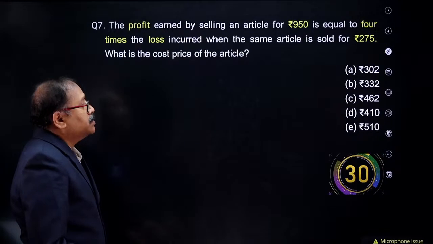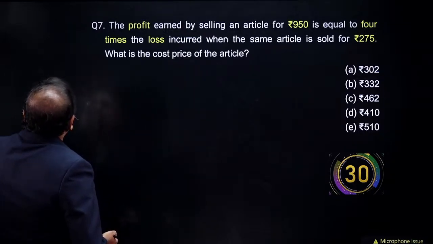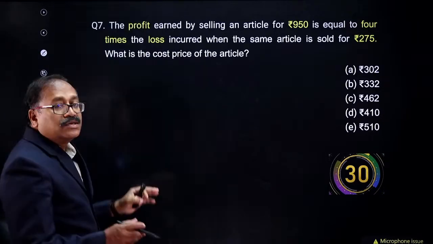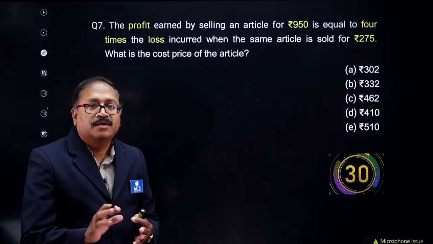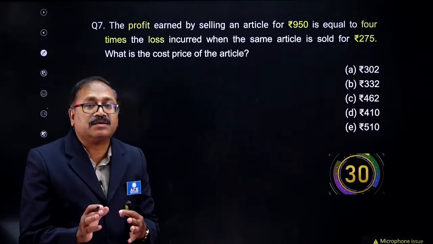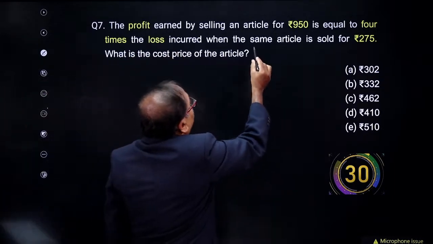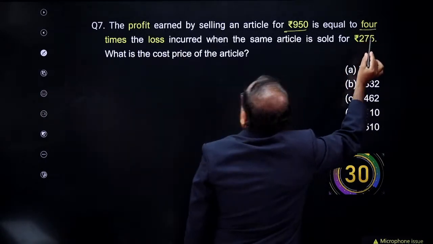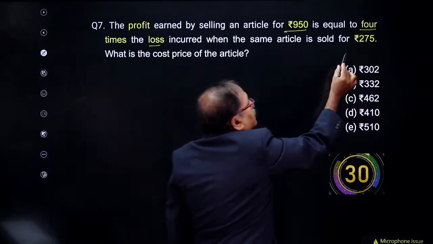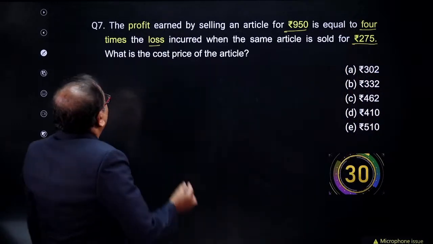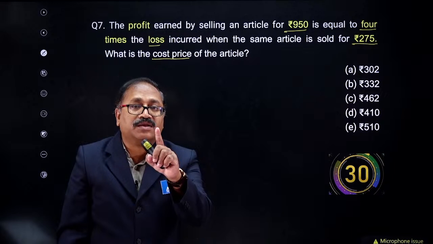And what is the next question here? Here is the question. Just observe. Even if you are only listening, a lot of benefit will be there, because I am not taking just any questions like this. I am taking questions which are very close or similar to examination questions. The profit earned by selling an article for rupees 950 is equal to 4 times the loss incurred by selling the same article for rupees 275. Now, what is the cost price of the article? If you take out the previous papers, in every 2 examinations, in one exam you will find this type of question.